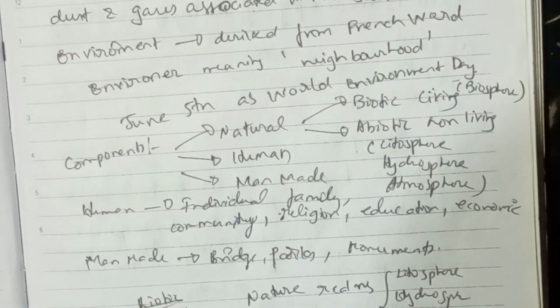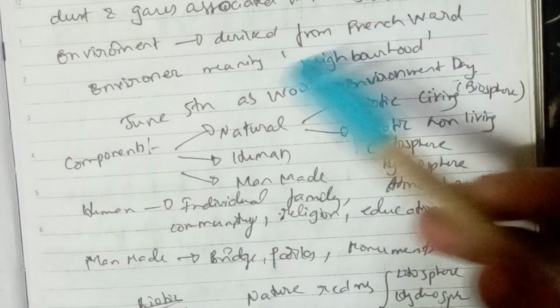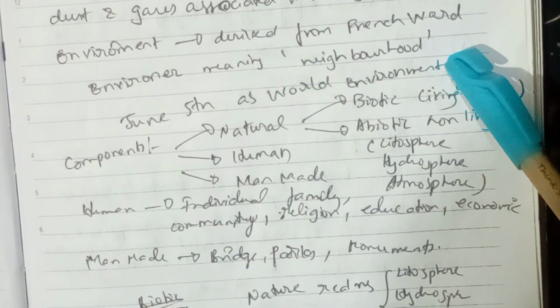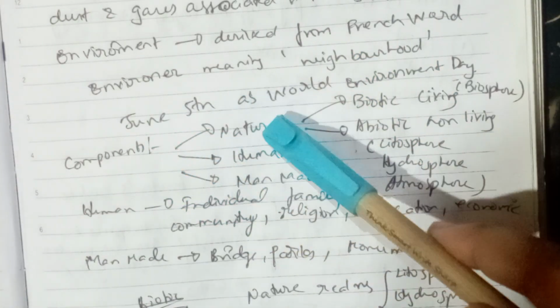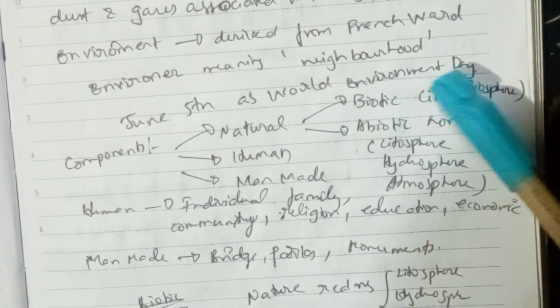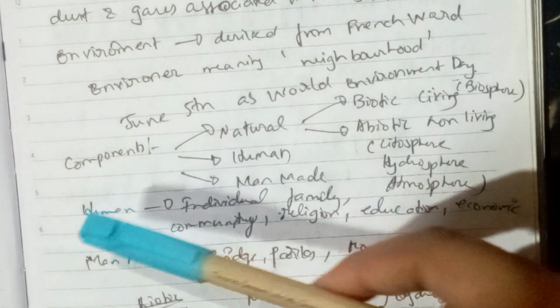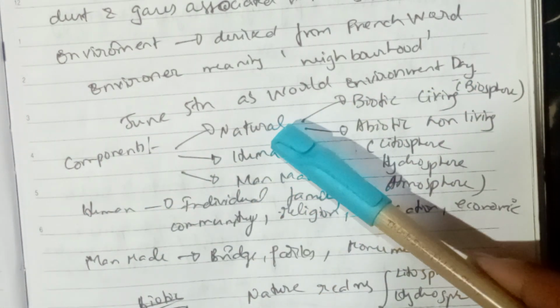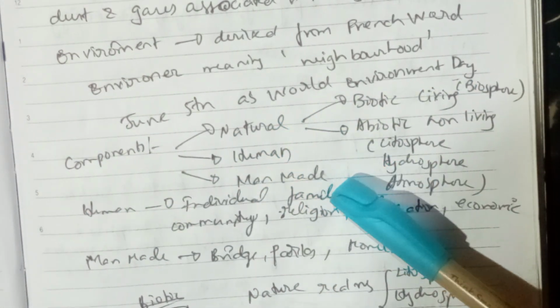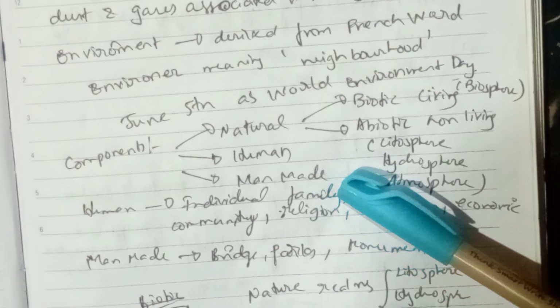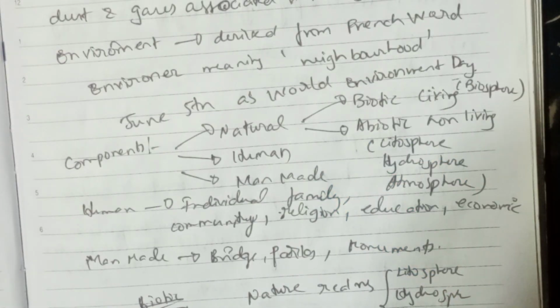Okay, now let us know about what is environment. Derived from French word environner, which means neighborhood. June 5th is known as World Environment Day. So there are three components: natural, human, man-made. Many of them don't know that human and man-made are both different.